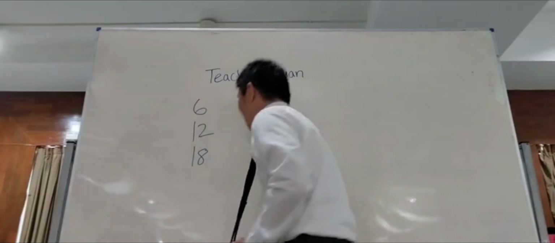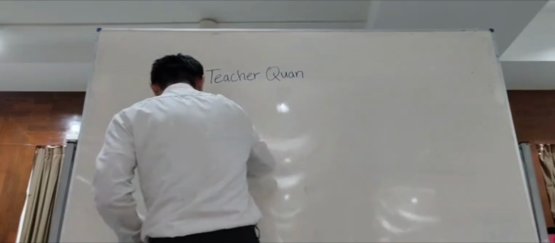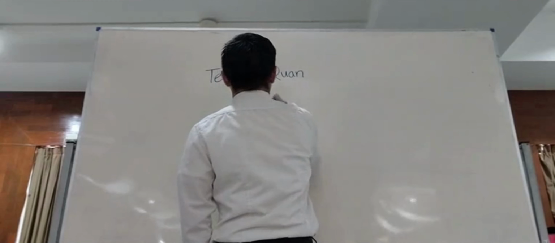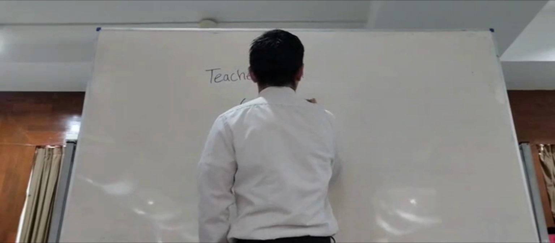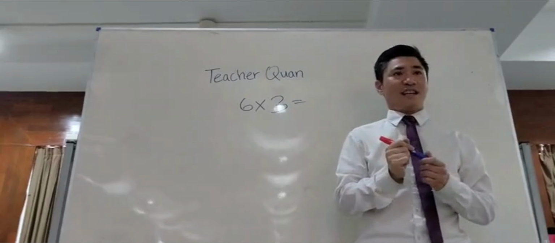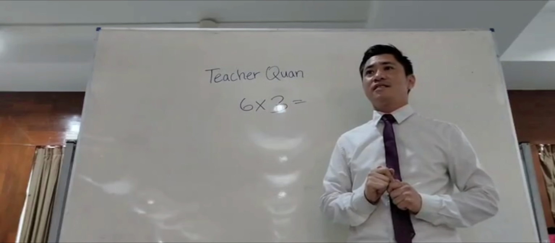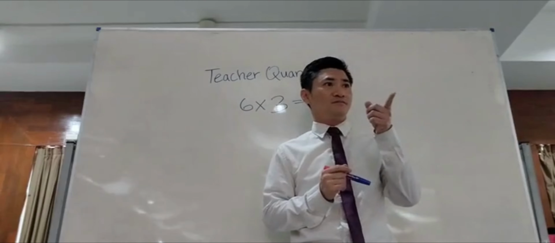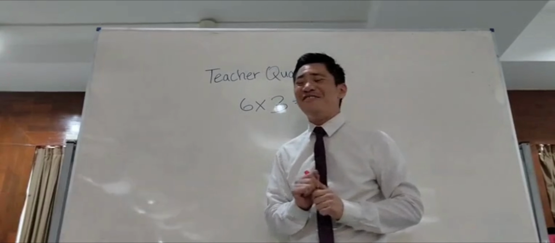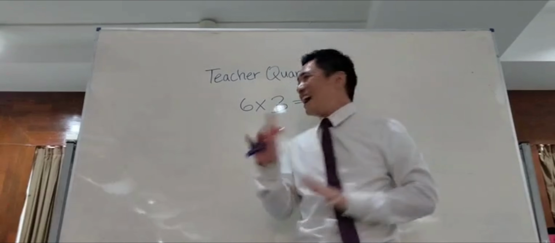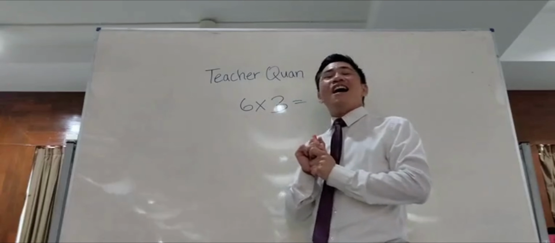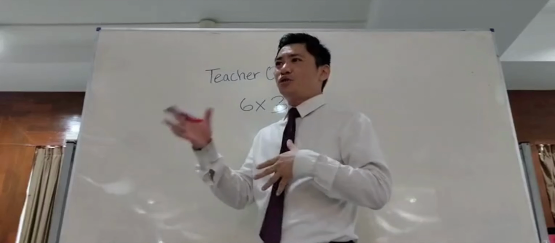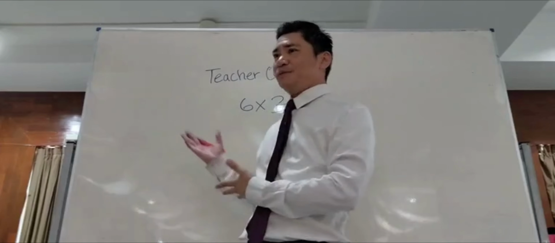So let me get you started. I'm gonna throw a problem on the board. 6 times 3. Does anybody know the answer to 6 times 3? Nobody? No? Okay. All right, that's fine. You don't have to get this answer off the bat. I will show you 3 different approaches we can use to solve this problem.